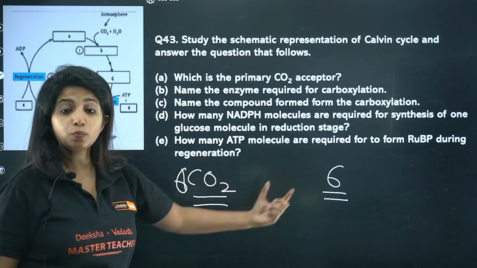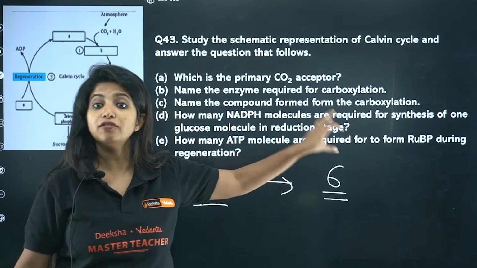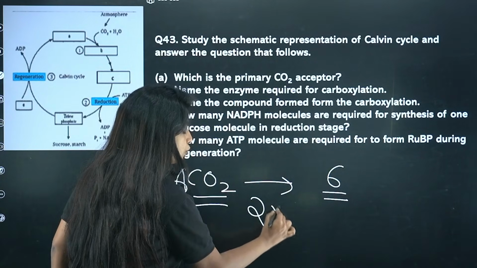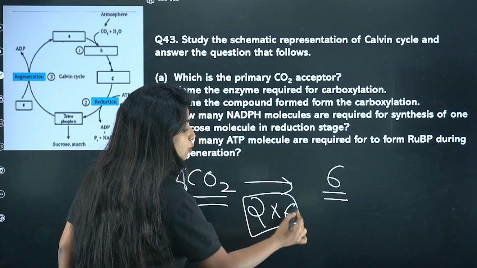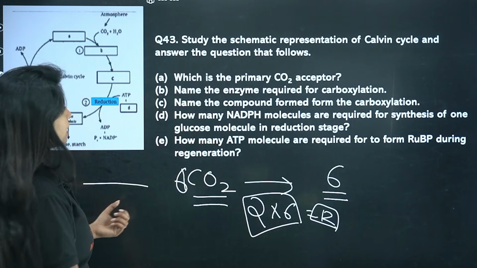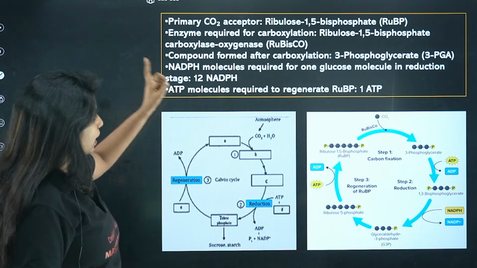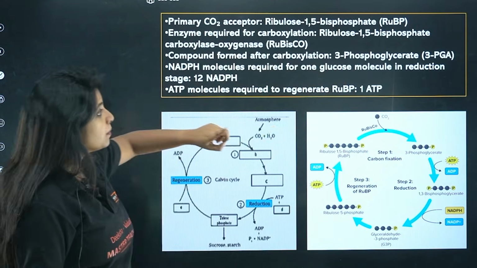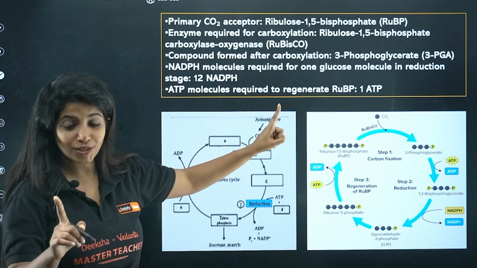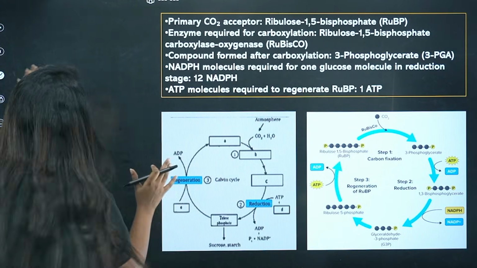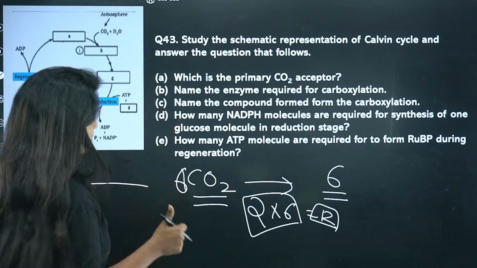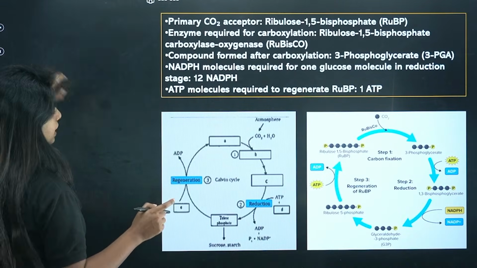Now since there are going to be 6 cycles, why? For production of a glucose molecule that has 6 carbons, my dear children, we need 2 NADPH per cycle. Since there are 6 cycles, 2 into 6, there will be a need of 12 NADPH molecules. So NADPH molecules required for one glucose molecule in the reduction stage is 12. Because one glucose is made up of 6 carbons. You got it? Fine. So you need 12 NADPH.